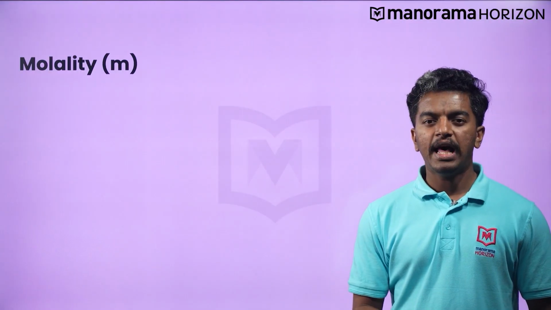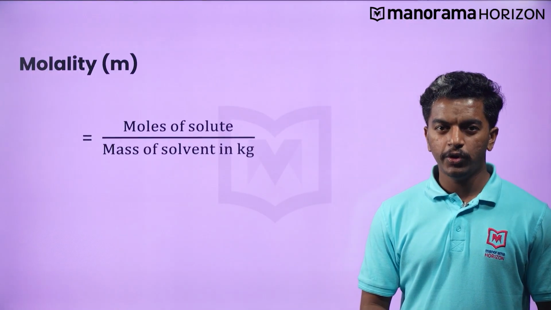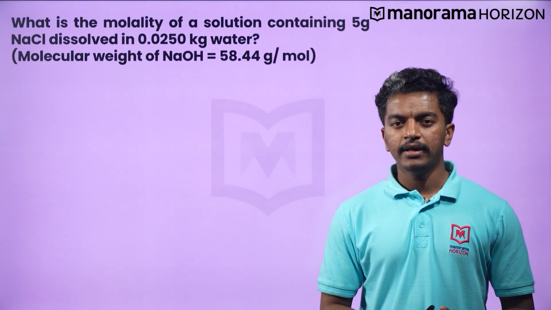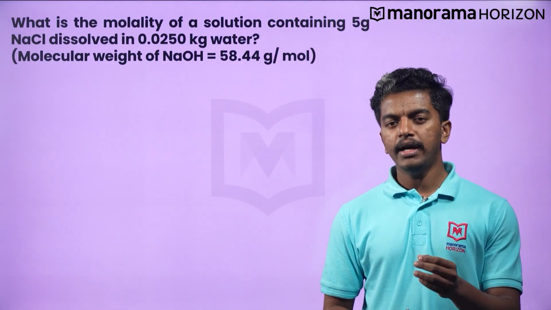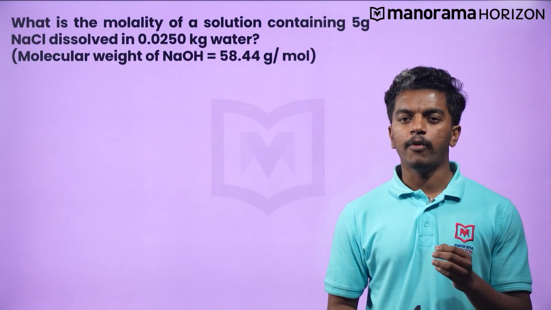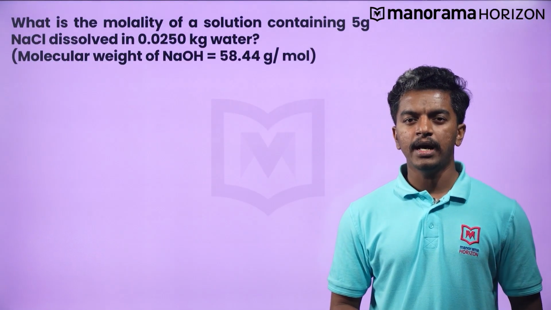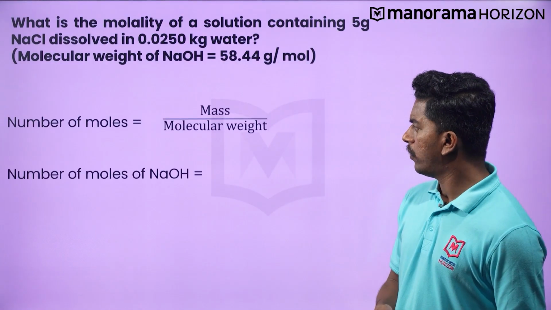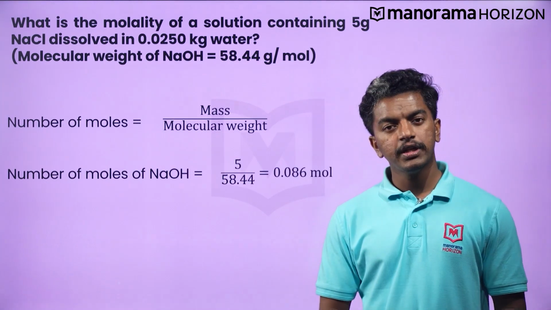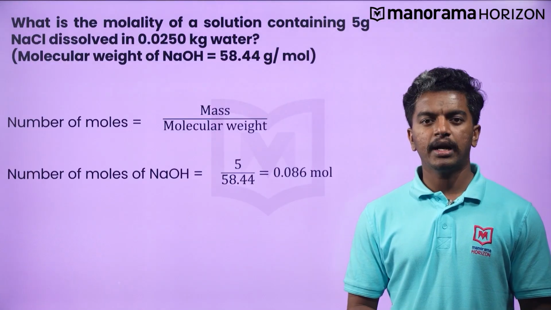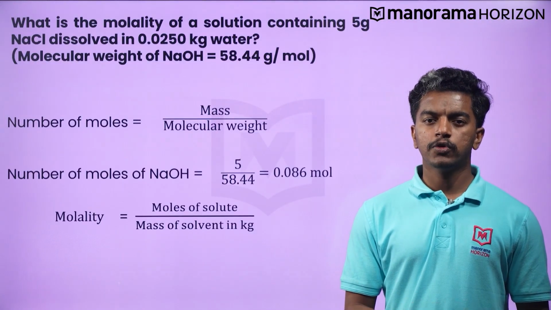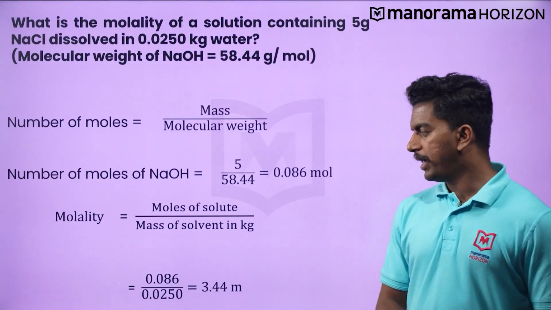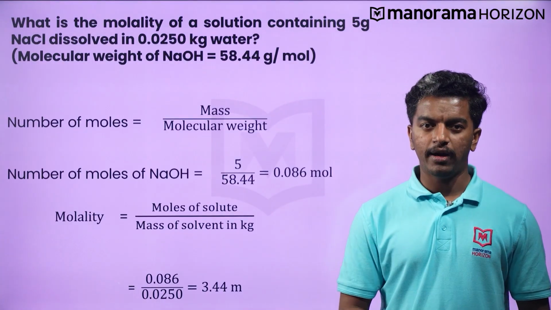Finally, we will discuss molality, which is the number of moles of the solute per kilogram of the solvent. Now, let us try to solve this numerical problem. You have to calculate the molality of a solution given that 10 gram of NaOH is dissolved in 25 gram of water. Here, the first step is to calculate the number of moles of NaOH, that is equal to 5 divided by 58.4, which is equal to 0.086 moles. Next, you may calculate the molality as moles of solute divided by mass of solvent in kilogram. By substituting the values, you may get molality as 3.44 molal.